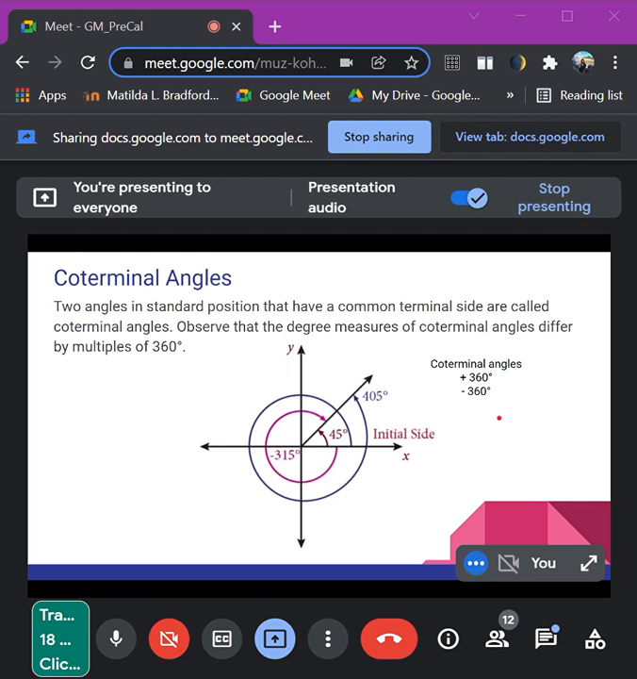So it depends, class, on the instruction. If what is asked for is positive coterminal angles, then you're going to use any of these that will result in a positive angle. Okay? Or there may be a specific range that the problem is asking for. So far, do you have any questions on these coterminal angles, before we jump into our examples?